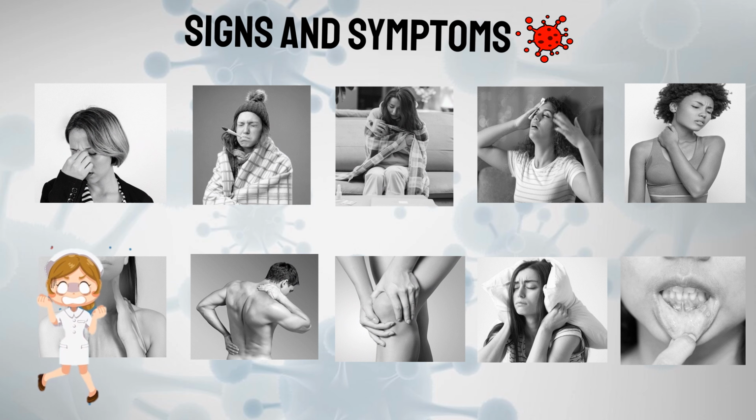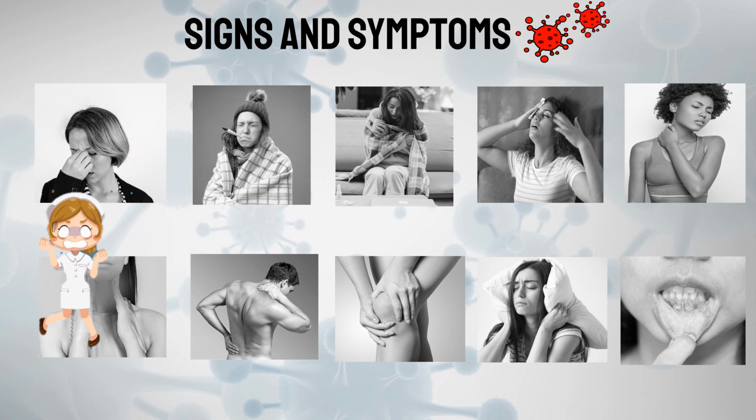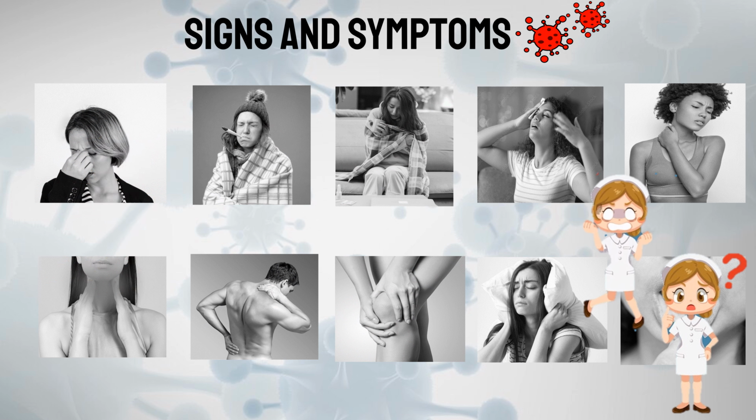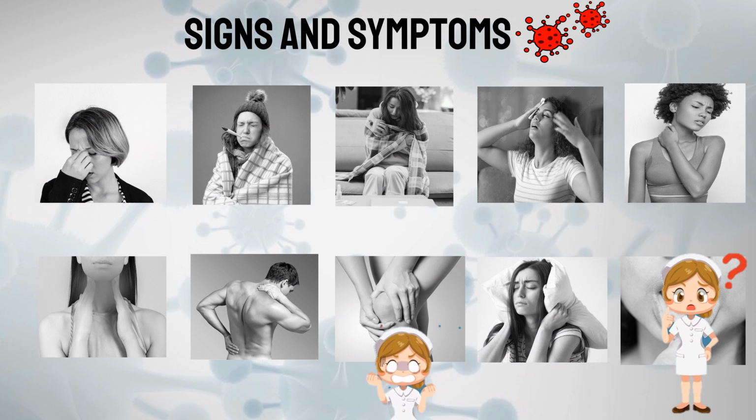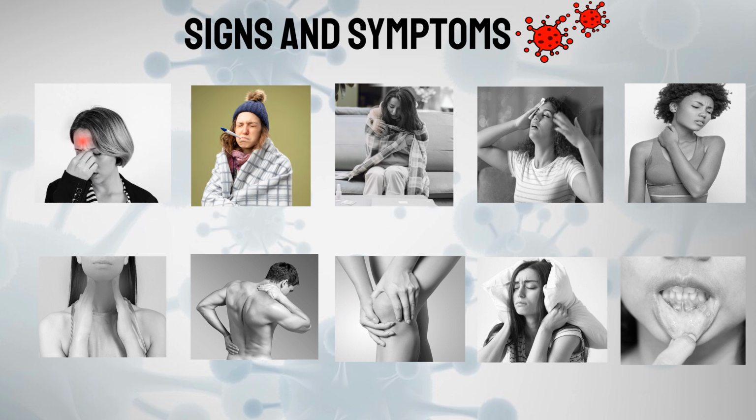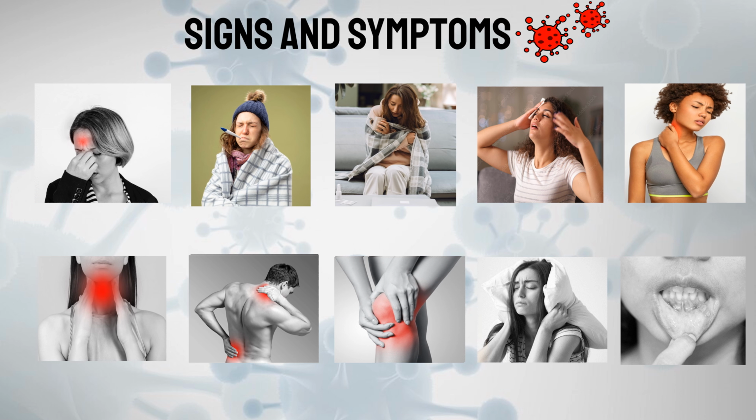The signs and symptoms of HIV can vary from person to person and can change throughout the different stages of the infection. It is important to note that during the early stages of HIV infection, some individuals may not experience any noticeable symptoms. However, as the infection progresses, the following signs and symptoms may occur: headache, fever, chills, night sweats, swollen lymph nodes mainly on the neck, sore throat, muscle aches and pain, joint pain, fatigue, mouth ulcers.